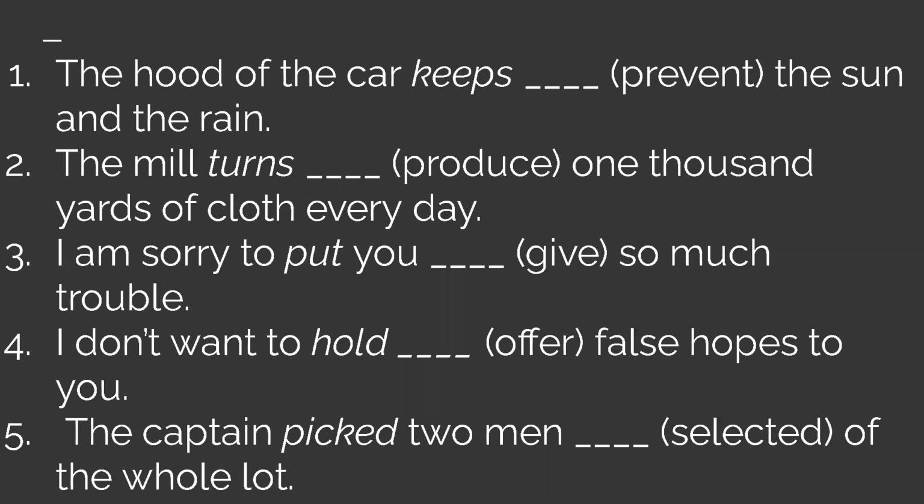Just a doubt, sir. In the first sentence, the hood of the car keeps off the sun and the rain. But what if we use, the hood of the car prevents the sun and the rain? What is the difference between the two sentences? There is no difference, sir. So what advantage are we getting by using keeps off? Sometimes the sentence is the same. It's not getting shorter.